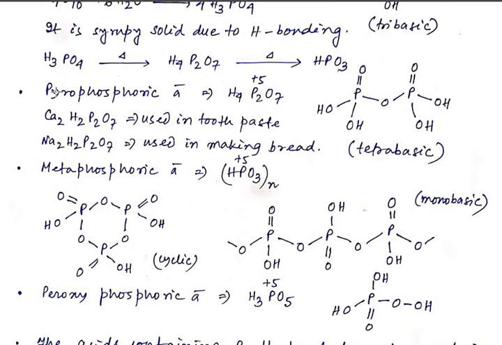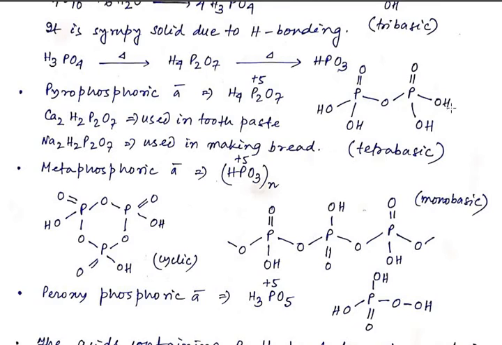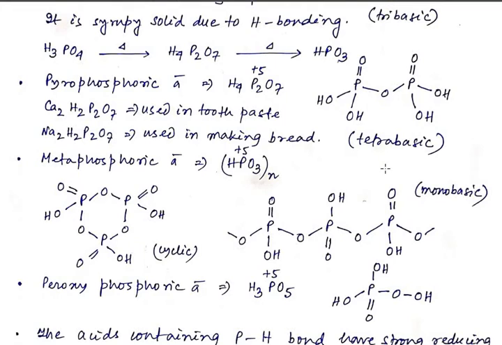Now the pyrophosphoric acid: the formula is H4P2O7, and the oxidation number of phosphorus is +5. This is the structure of pyrophosphoric acid. From that structure we can easily see that the number of OH groups in pyrophosphoric acid is 4. So obviously it is also tetra-basic in nature.